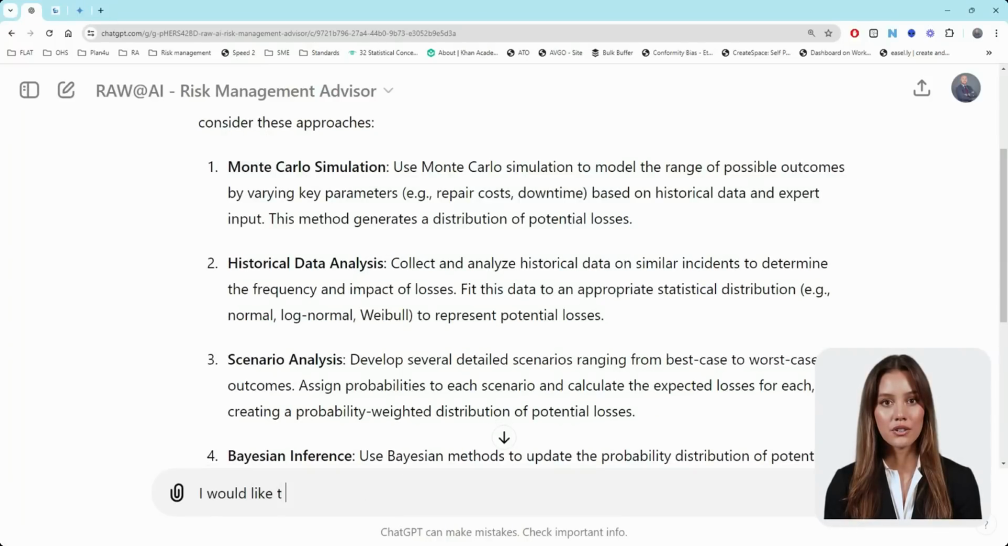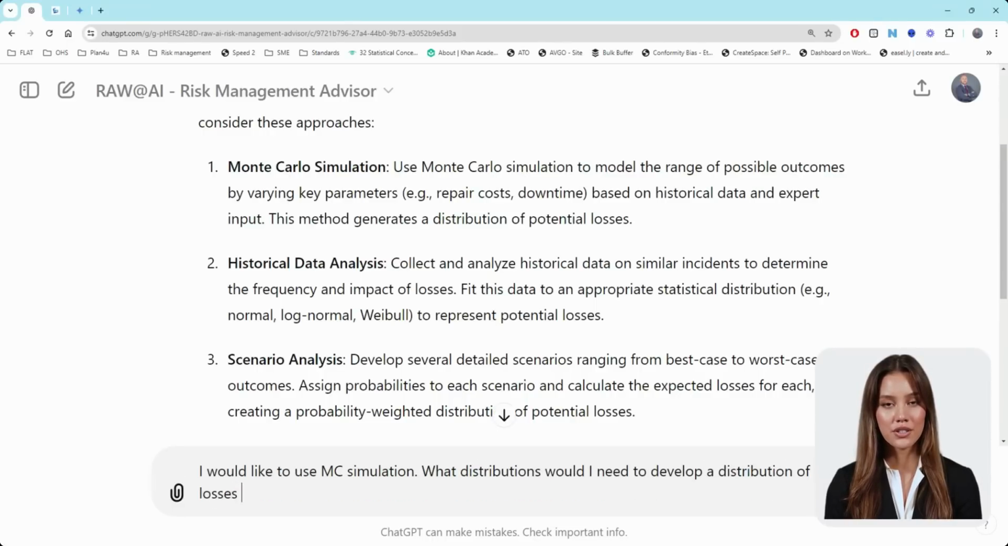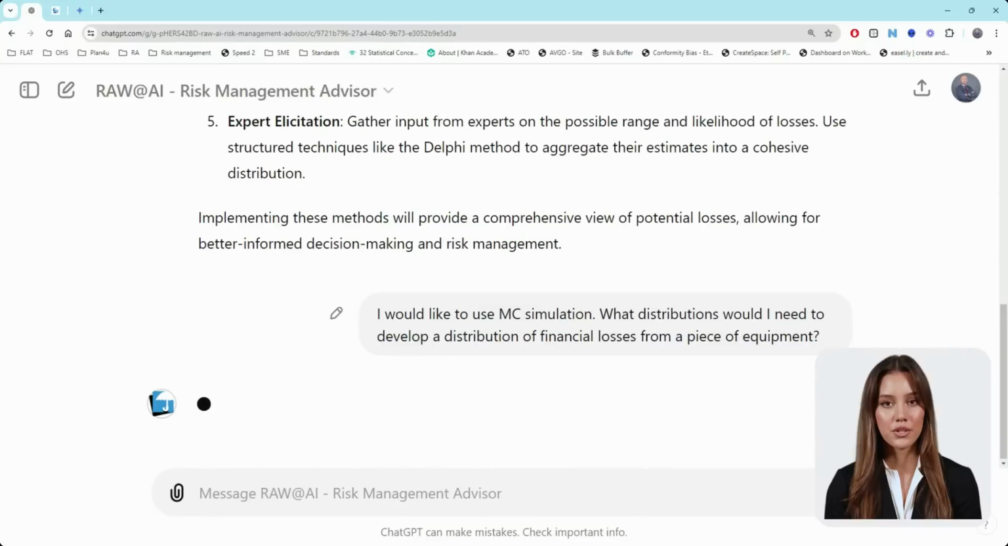Let's use Monte Carlo simulation as our base case. I would like to use Monte Carlo simulation. What distributions would I need to develop a distribution of financial losses for a piece of equipment? It doesn't have to be a piece of equipment. It could be the whole plant. The math behind it, and this is the beauty of quantitative risk analysis, once you understand the math in a simple exercise, it's exactly the same for most other problems.